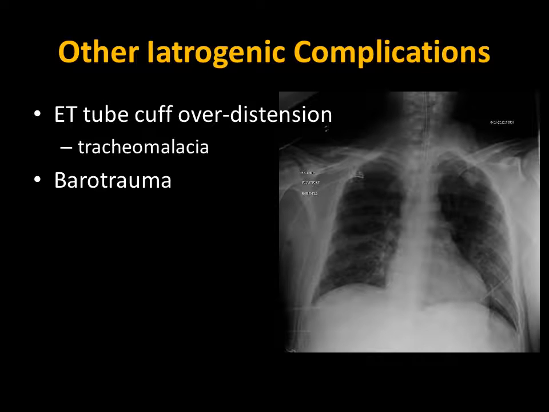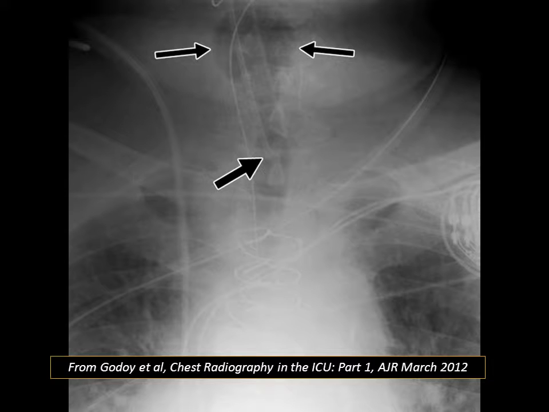There are other iatrogenic complications that can be ruled out with a chest film. An ET tube cuff that is overinflated can cause damage to the airway. This is called tracheomalacia. You can also get barotrauma. Here's an example of ET cuff overinflation, overdistension. We see with the two thin arrows, they point at the cuff, and the singular thick arrow points at the ET tube tip.